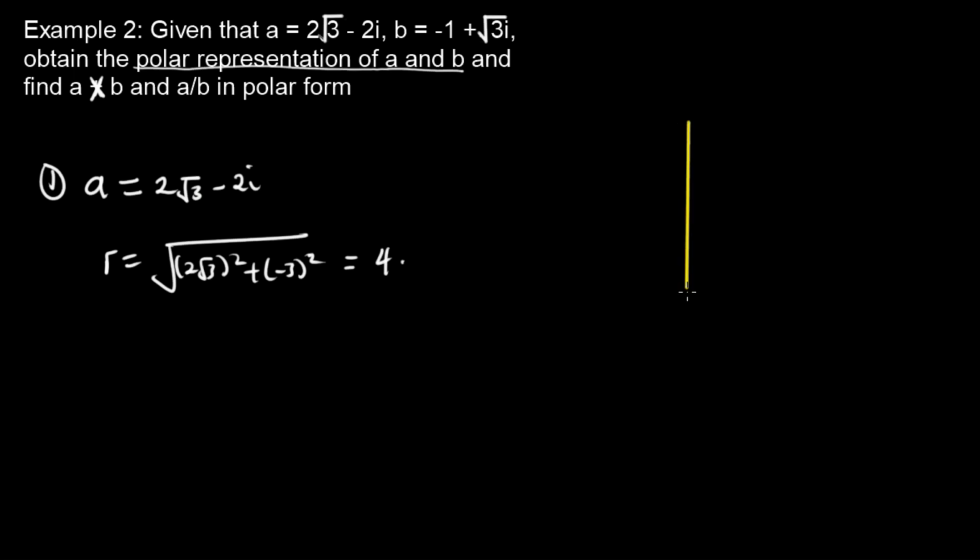the argument, we are going to draw the Argand diagram. So we have our complex number in this quadrant. This is 2 root 3 and this is negative 2. And here we have our r. So our theta is measured from the positive real axis. This is theta, and we can name this beta.